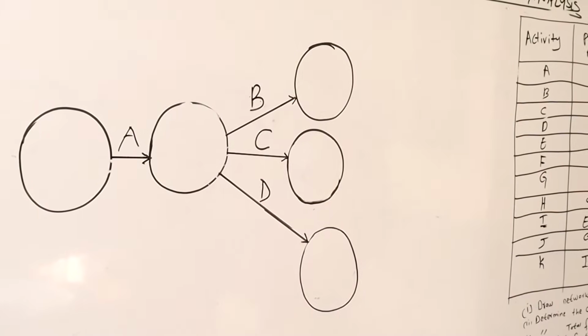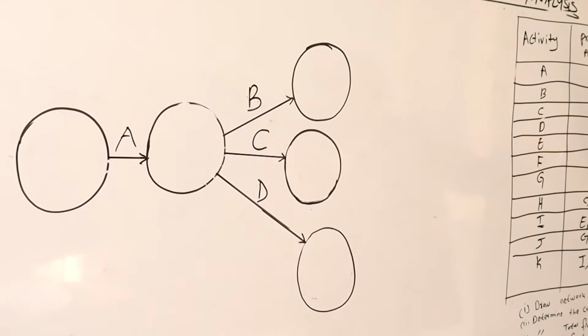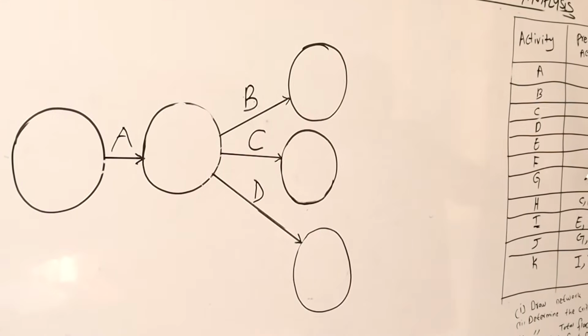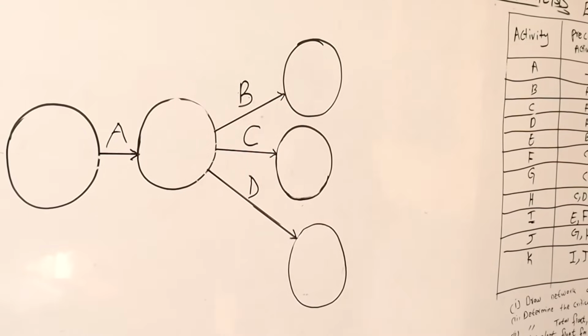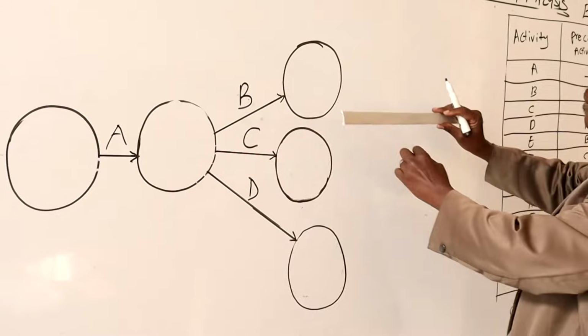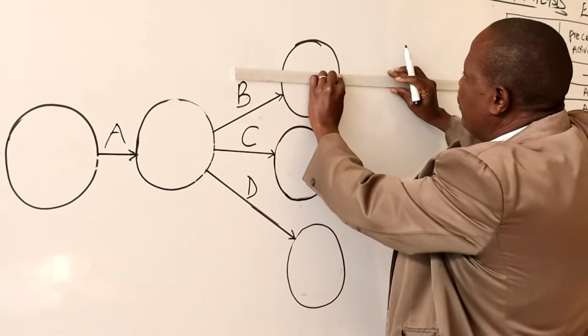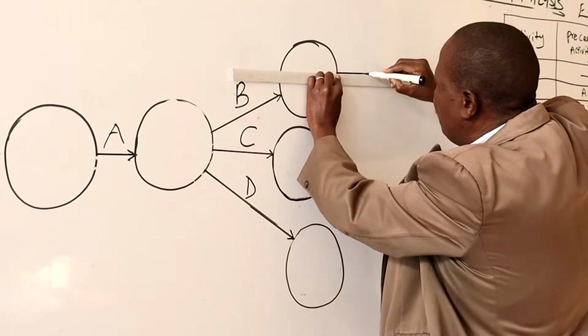Then B is a preceding activity to activity E. So from B, that node, we get E.